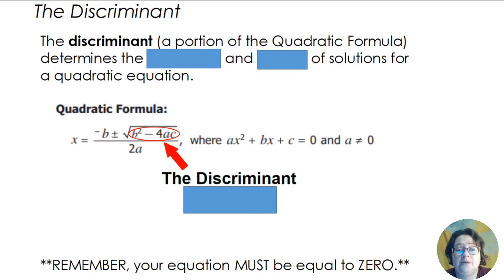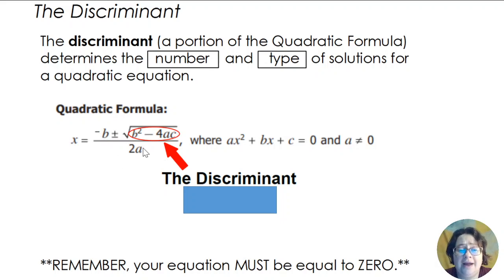The discriminant is a portion of the quadratic formula, and that determines the number and nature or type of solutions for a quadratic equation. So our discriminant is actually the portion of the quadratic formula under the square root. This is where i comes in, because if the discriminant is negative, that would be imaginary. We'll talk about that a little more in just a moment. So our discriminant is just b squared minus 4ac. It's what's underneath the square root, and it's what is added and subtracted to the rest of the quadratic formula.